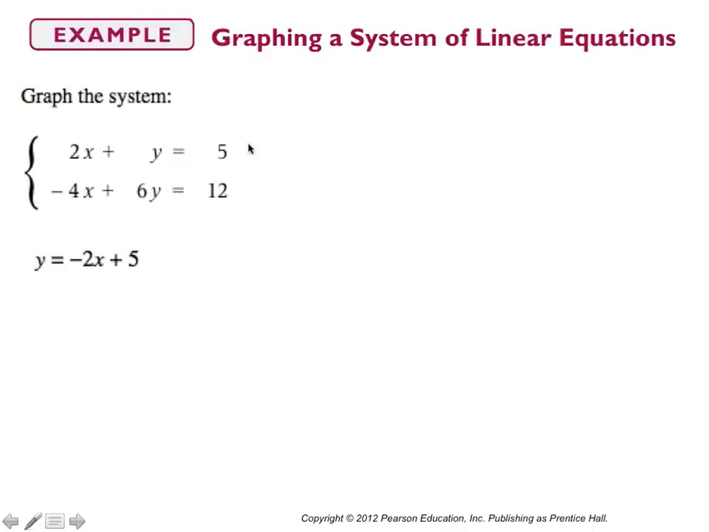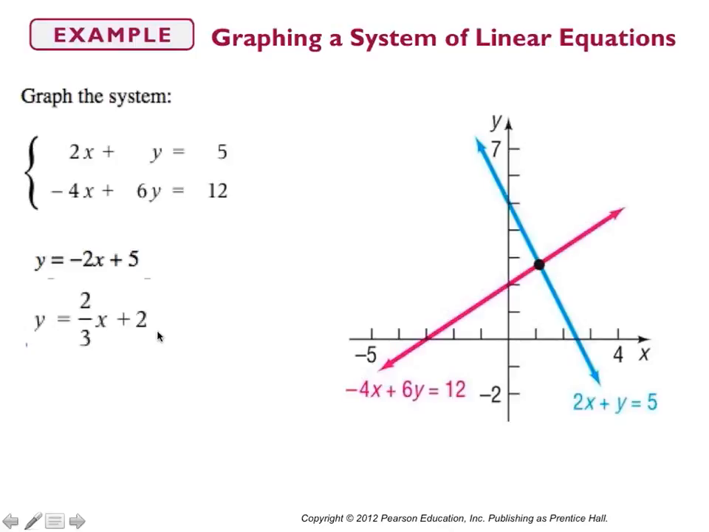So we're going to take our first equation and write it in slope-intercept form. So we have y equals -2x plus 5 because we subtracted 2x from both sides. And then over here, we add 4x to both sides and then divide by 6. So we're left with y equals 2/3 x plus 2.